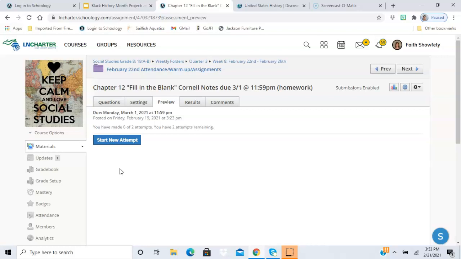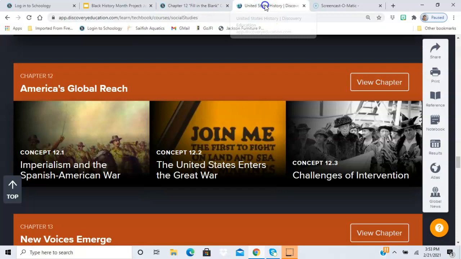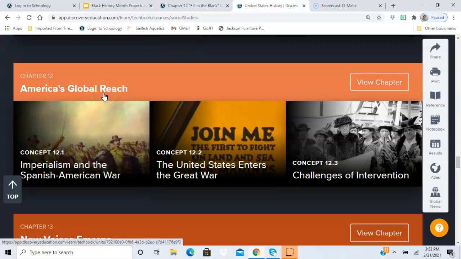But I'm going to kind of walk you through a couple so that you can see. I know this is not the same view that you will get, but it should be pretty similar. So to access this, you're in February 22nd, attendance, warm up, and assignments. And then when you decide to start this, you should also have the tab for our Discovery Ed Tech book open to Chapter 12. So you can see the Discovery Ed Tech book is right here.